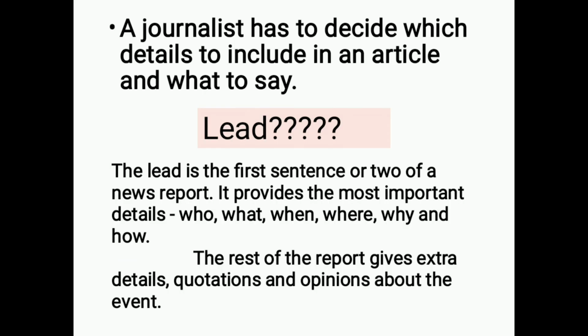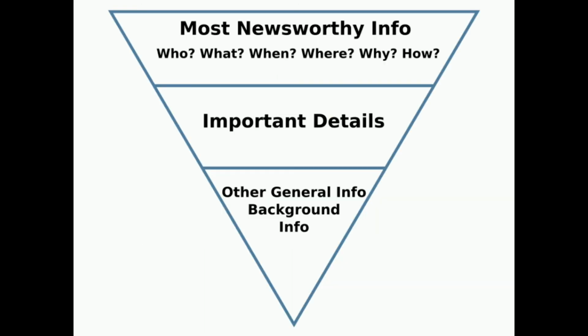A news report is written by a journalist who decides which details to include or exclude in an article and what to say. This affects the tone and the impact on the readers. The structure of a news report is often described by journalists as an inverted pyramid. The information flows from top to bottom. The shape indicates that the most important information should come first, and not the relative volume of information.